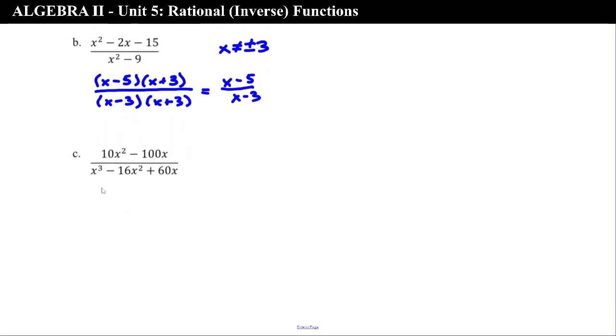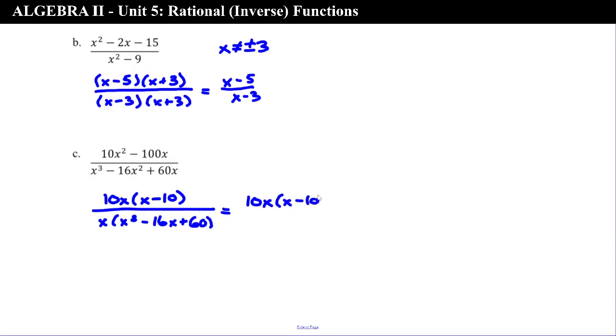For c, let's factor the top. We can factor a 10x out. That leaves us with x minus 10. On the bottom, we can factor an x out, and that leaves us with x squared minus 16x plus 60. Well, we can now factor that. So let's write the top again. We still got the x here, but now we can factor this trinomial, and that's going to end up being x minus 10 times x minus 6.